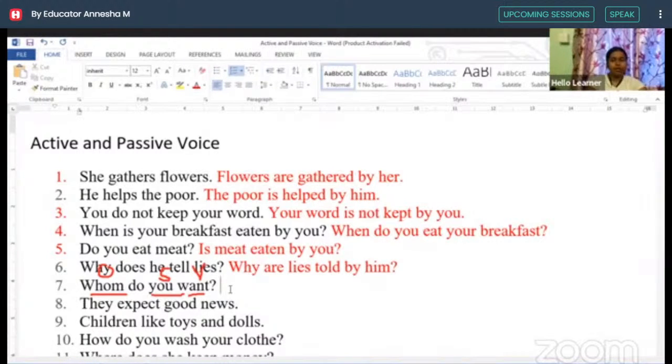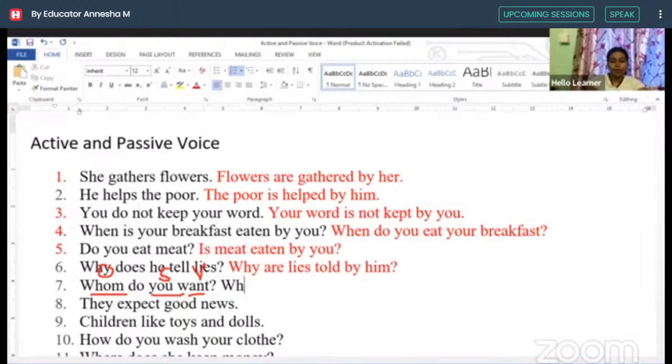Yes, anyone who wants to try this sentence, whom do you want? It's not very difficult. Just think about what is changing. How will the sentence change? The object will become the subject. It will be in the nominative case, and so on and so forth. Tell me. Yes, Z. Who is wanted by you?